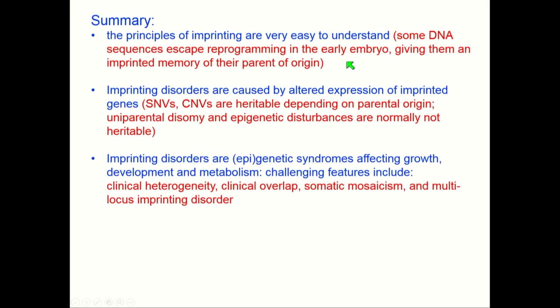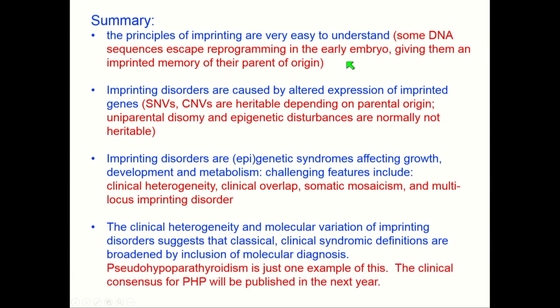Imprinting disorders are epigenetic syndromes affecting growth, development, metabolism, and actually behaviour. The features can be a little bit complicated. There's clinical heterogeneity, clinical overlap, mosaicism, and not to forget multilocus imprinting disorder, which can have a range of genetic and epigenetic causes. And finally, I just wanted to keep stressing, classical clinical syndromic definitions should be broadened by the use of molecular diagnosis. I've just presented a little bit about PHP as one example of this. And that's where I leave it. Thank you.